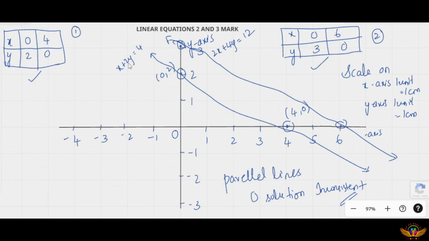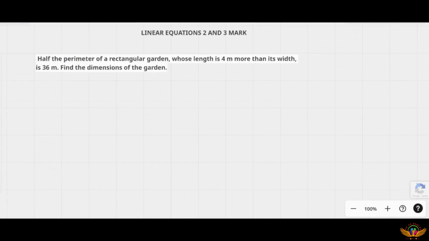After the solution tables, draw the line, write the scale, each unit how many centimeters you're taking, and mark the points properly and draw the lines carefully and decide what lines they are, how many solutions we are getting and what kind of equations they are. Yes. So here I just want to include some more varieties of questions in linear equations mostly asked.